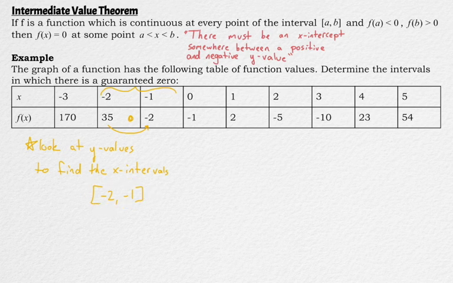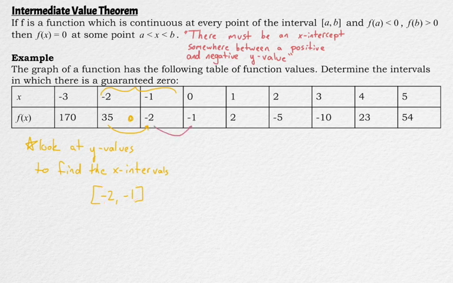So I'm going to write it in interval notation. I'm going to use brackets, which technically mean we're including -2 and -1, and I know that there isn't an x-intercept at those endpoints, so I don't have to include them, but by using brackets, it's going to look like an interval and not look confusing like a coordinate.